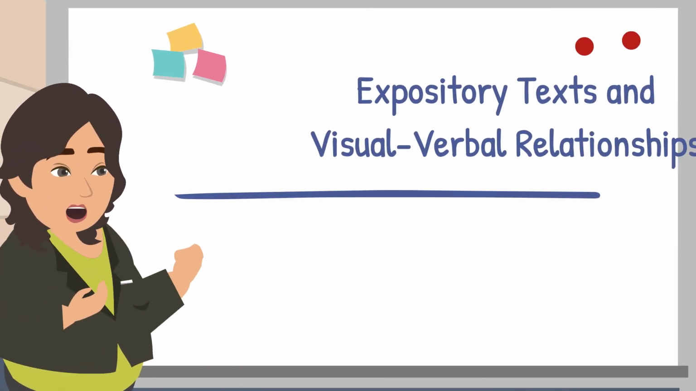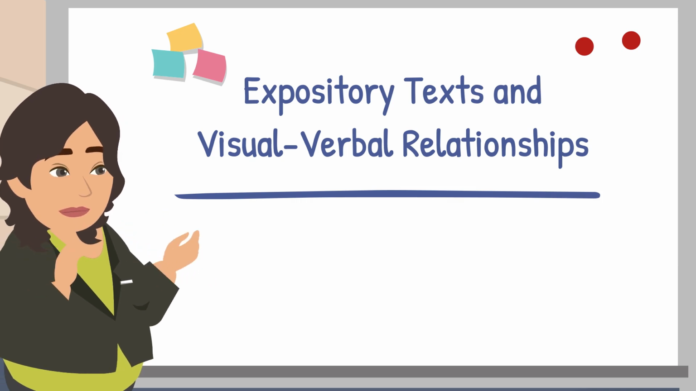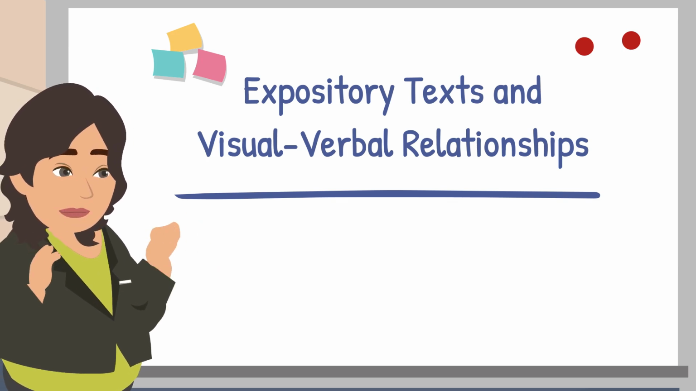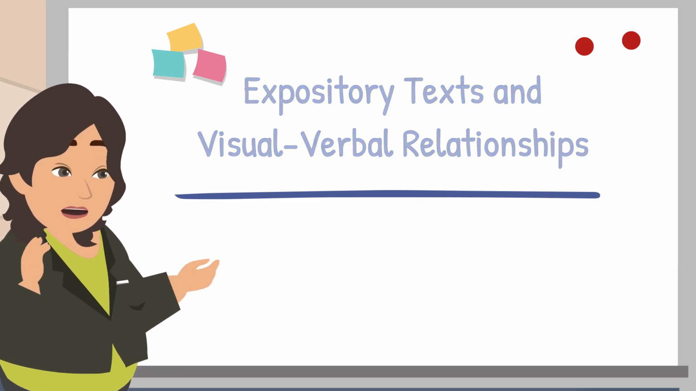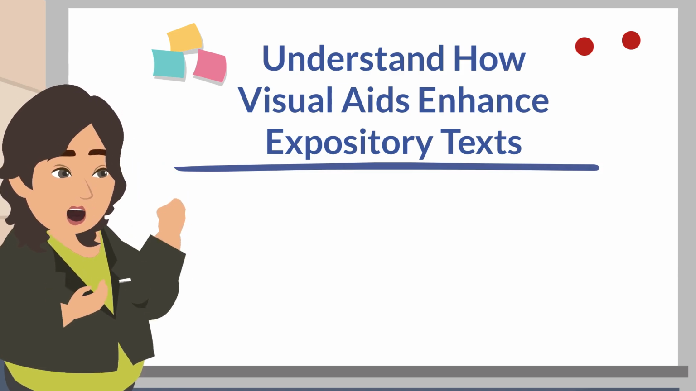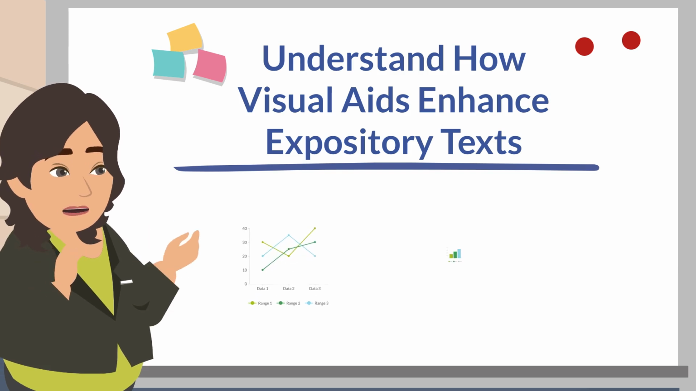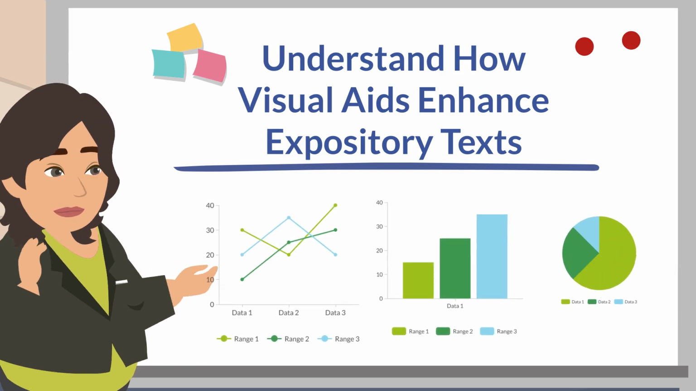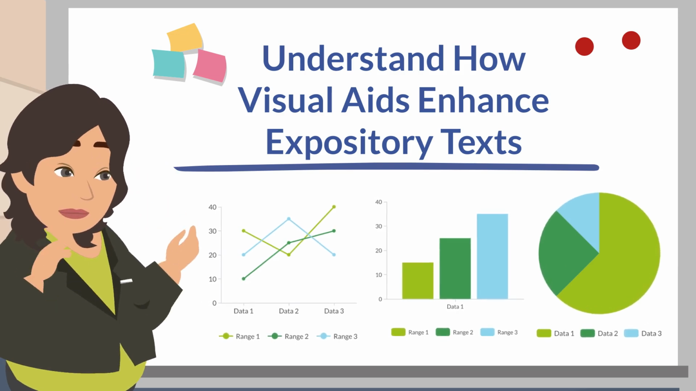Welcome, everyone, to our exciting lesson on expository texts and visual-verbal relationships. Today, we will explore the world of expository texts, what they are, how they function, and why they are essential for presenting factual information. By the end of this lesson, you'll have a comprehensive understanding of how expository texts use visual aids like tables, graphs, and diagrams to clarify information and present it in a clear and organized manner. So let's get started.